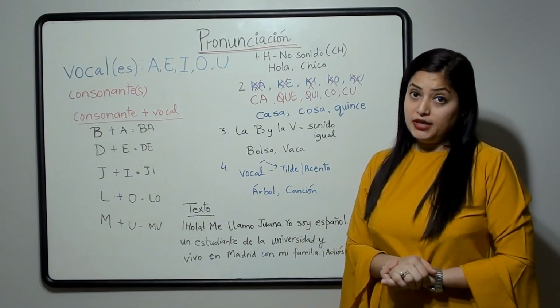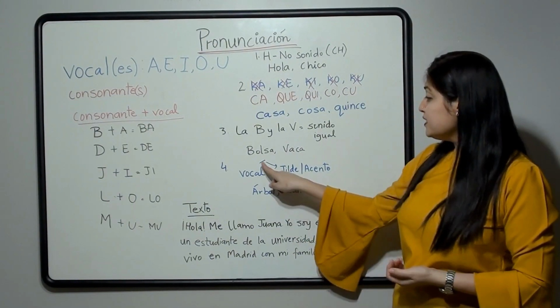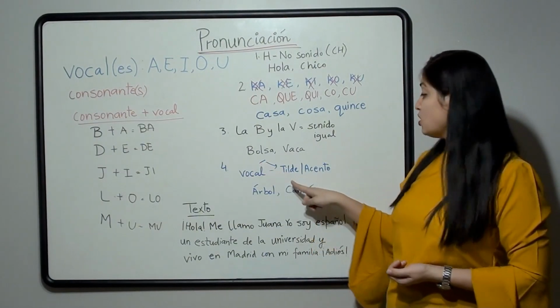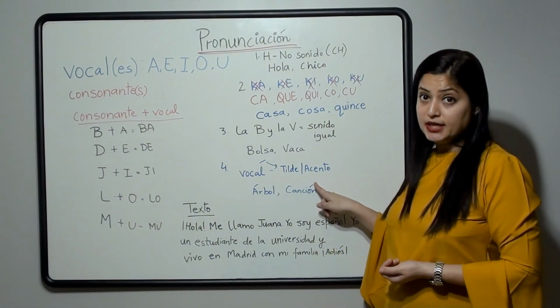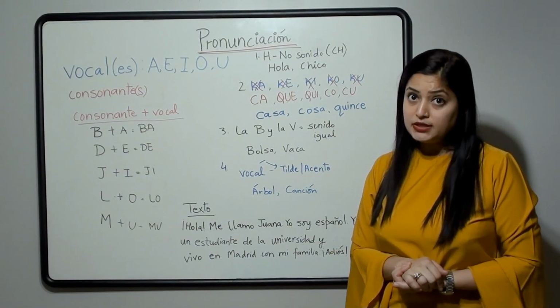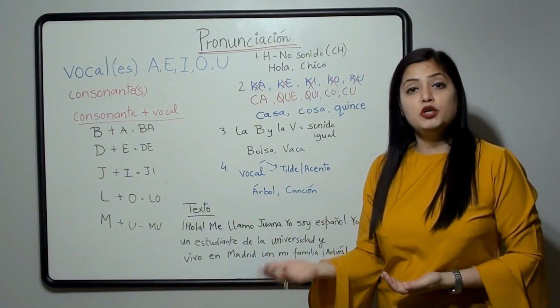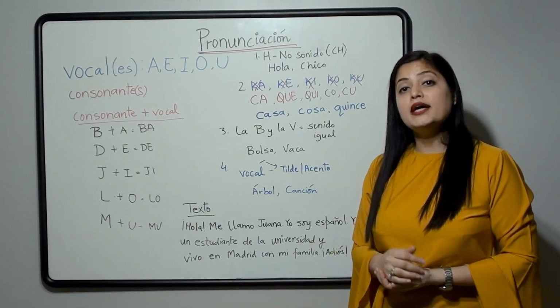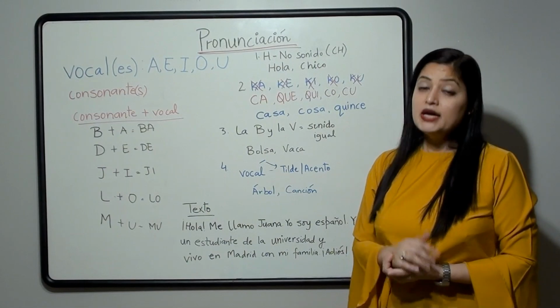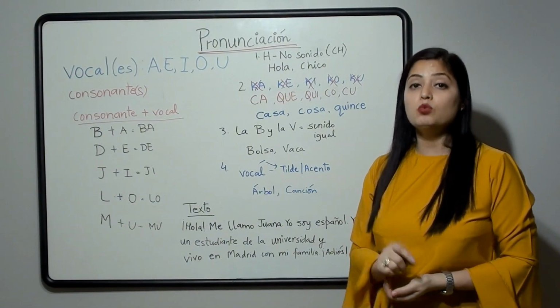And last but not the least, on a lot of vocales, vowels in Spanish, you will find this special sign which is called a tilde or an acento. You will only find that on a vowel. You will never find that on a consonant. There are rules to put a tilde or an acento in a word, which we will do later. But whenever you find that on a particular vowel in any word, that means while you are pronouncing the word, you need to stress on that particular vowel.